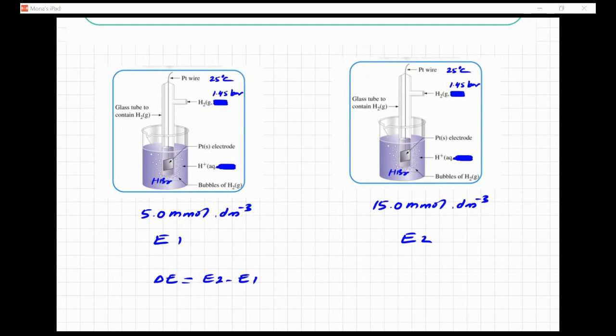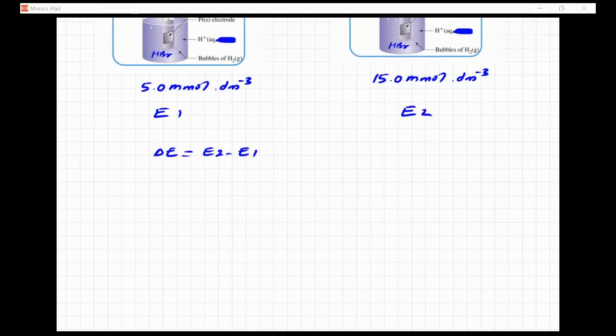I want to get E1, I want to get E2, and I want to get delta E. Noticing that I am saying electrode potential, not standard electrode potential. There is only one equation, the Nernst equation: E is equal to E standard minus RT over nu F times ln Q. This is the equation that relates the Q quotient to the potential.